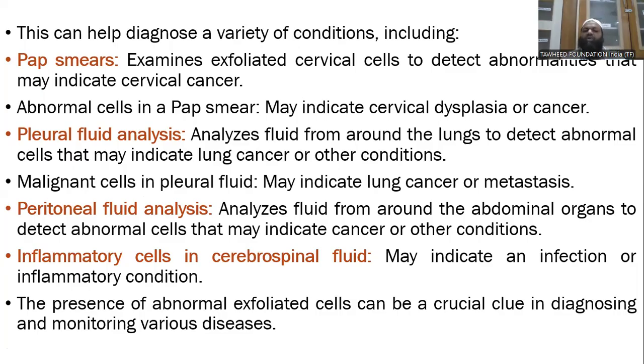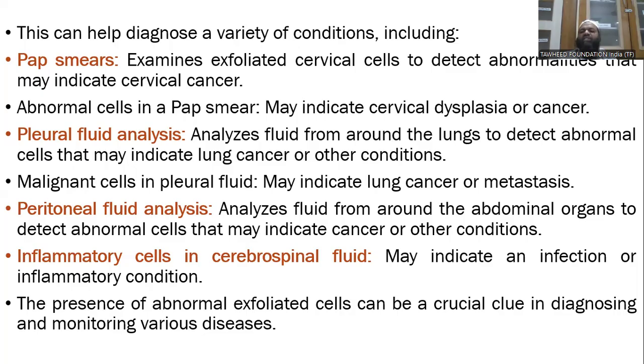Peritoneal fluid analysis again. Peritoneal fluid will be collected from the abdominal organs. It analyzes fluid from around the abdominal organs to detect abnormal cells that may indicate cancer or other conditions. Inflammatory cells in cerebrospinal fluid may indicate an infection or inflammatory condition. The presence of abnormal exfoliated cells itself can be a crucial clue in diagnosing and monitoring various diseases.